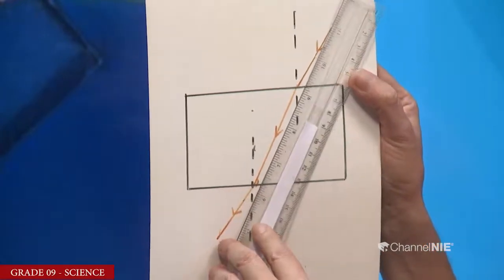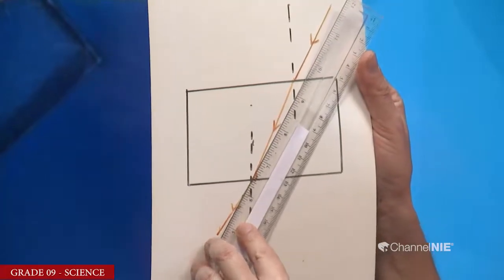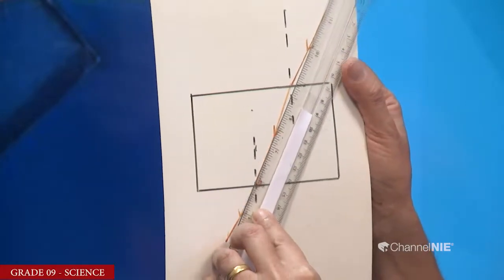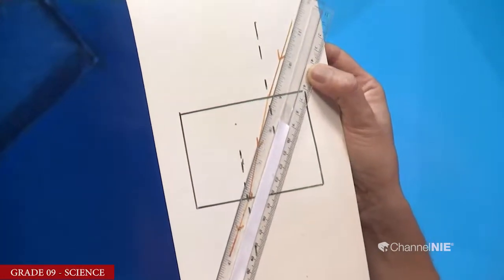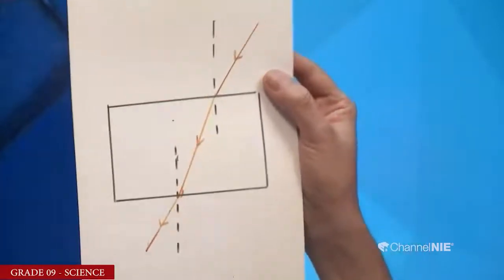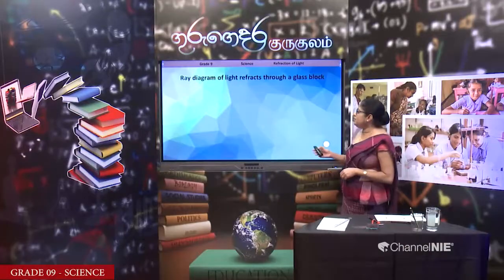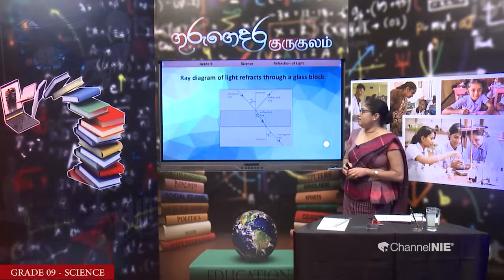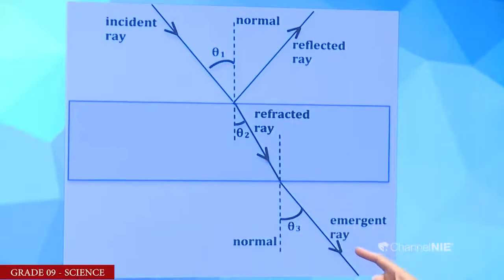So you can see the emergent ray has bent away from the normal. So, one more thing you can observe here, the incident ray and the emergent ray are parallel to each other. So, this is the ray diagram we can obtain by doing this activity. This is the same ray diagram we obtained by doing the activity. Here is the incident ray, refracted ray and the emergent ray.